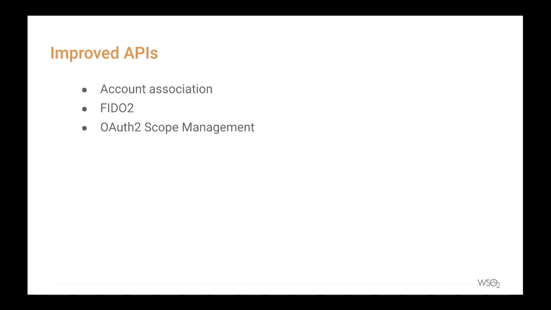And also, we have made improvements to the following existing APIs. We introduced federated account association support for the user account association API. We improved the FIDO2 APIs with the addition of operations to trigger FIDO2 usernameless device registration and to update the display name of a device. And the OAuth scope management APIs have been redesigned and improved.